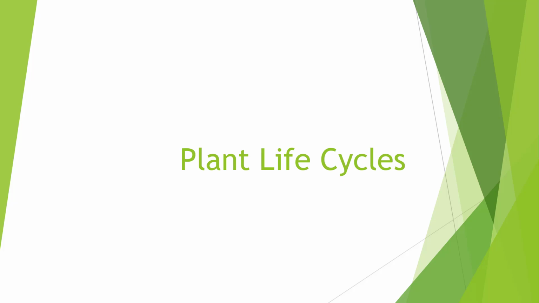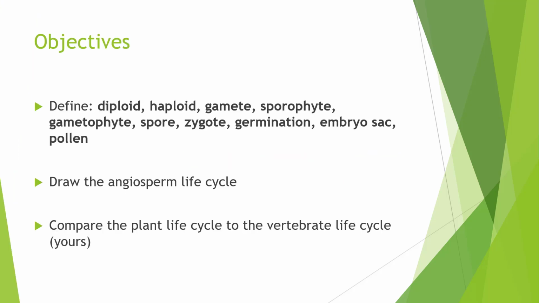Let's look at plant life cycles and take a dive into plant reproduction. So be able to define diploid, haploid, gamete, sporophyte, gametophyte, spore, zygote, germination, embryo sac, and pollen. It's a lot of vocabulary words, and we are going to be using them as we describe plant reproduction.